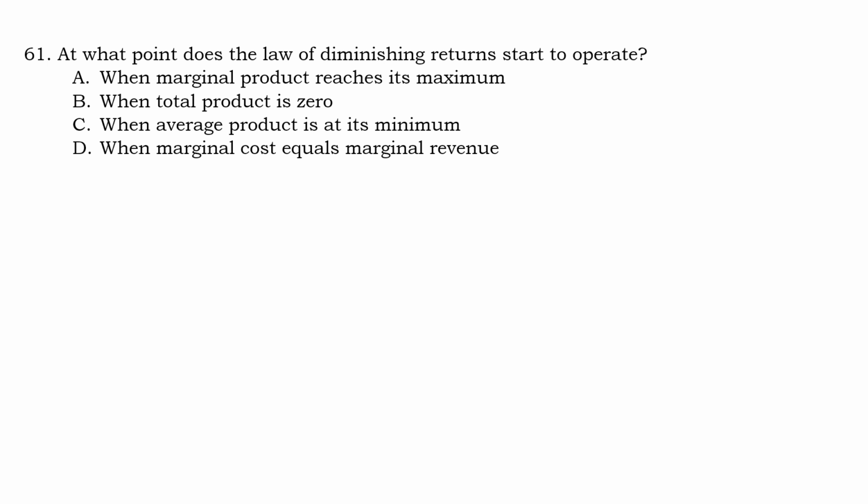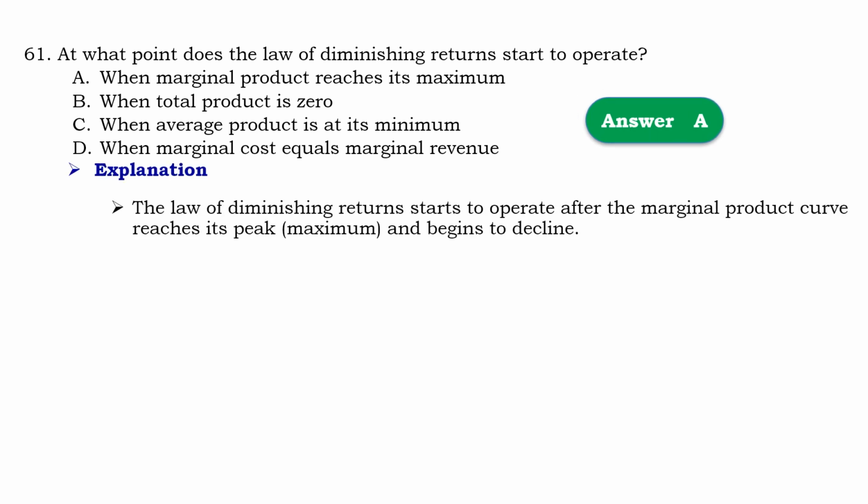Question number 61, at what point does the law of diminishing return start to operate? ስልሳለኛ ጥያቄ, law of diminishing return operate የሚሆንበት ምን ፖይንት ላይ ነው ይላል. So that should be A, when marginal product reaches its maximum. It means that the law of diminishing return starts to operate after the marginal product curve reaches its peak or maximum and begins to decline.